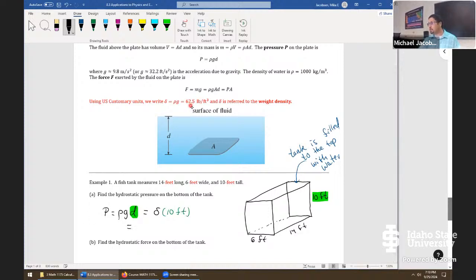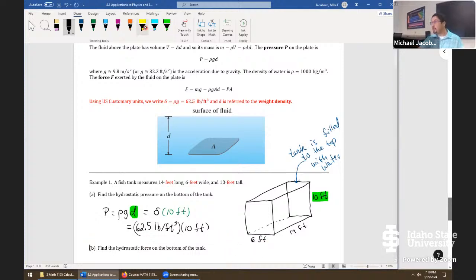So this turns into 62.5 pounds per cubic foot multiplied by 10 feet. That's a start. All we've done in that step was take delta, which is rho g, and plug in that value right here. Any questions so far? Okay, it's a fast computation thanks to the 10 feet on there.